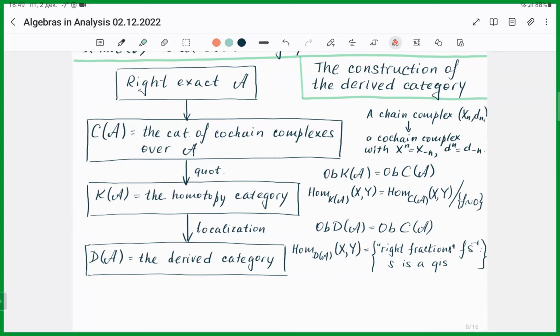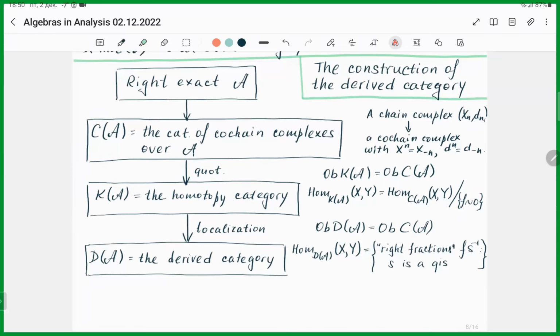So the next step is as follows. We take the category of co-chain complexes and we quotient out the 0 homotopic maps. And we come to the so-called homotopic category, which for some strange reason is traditionally denoted by KOA. I don't know why. In my view, HOA would be more logical, but anyway, KOA is the standard notation. So the objects of this category are still co-chain complexes, and the morphisms are morphisms of co-chain complexes modulo 0 homotopic maps.